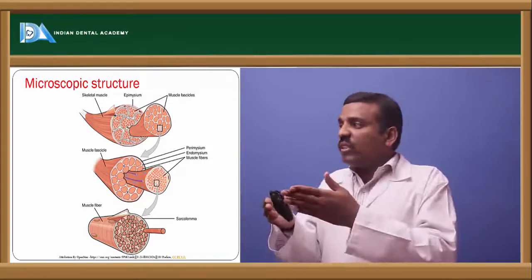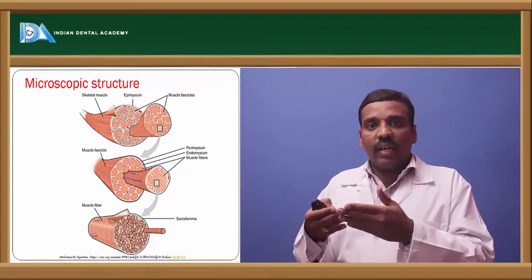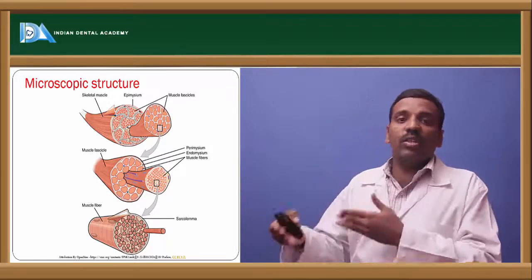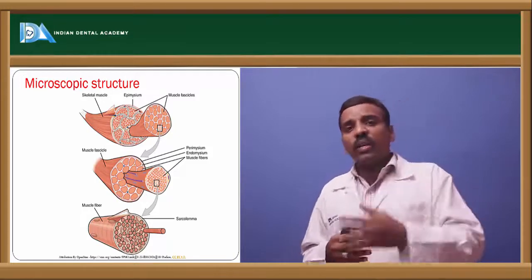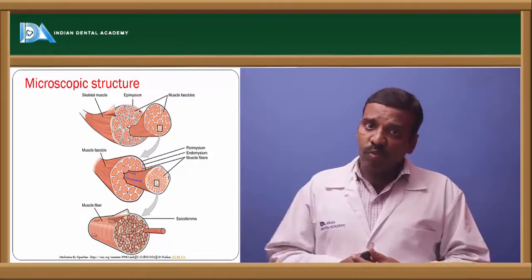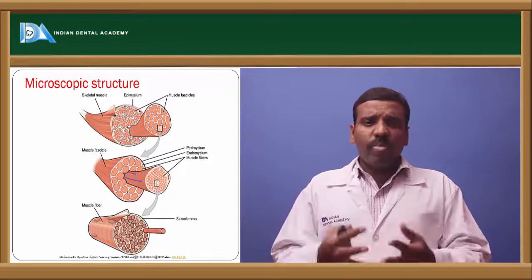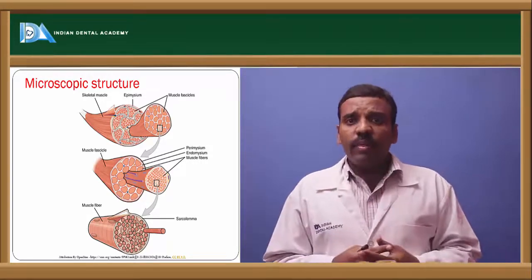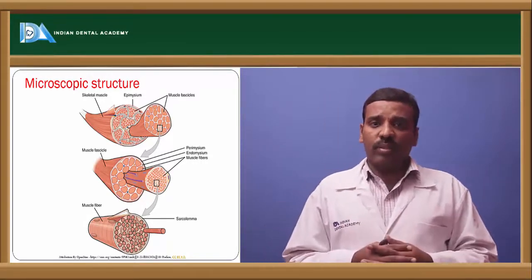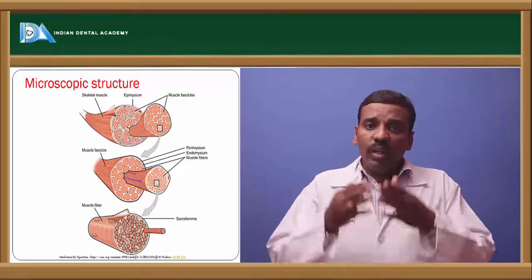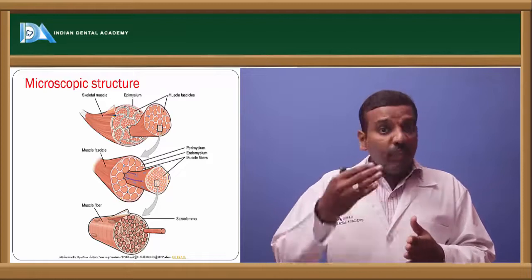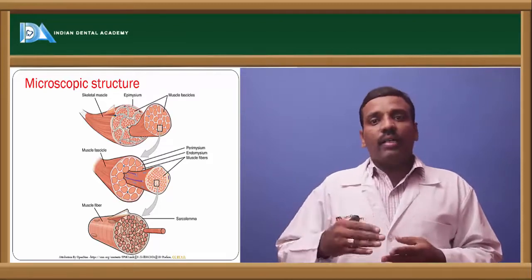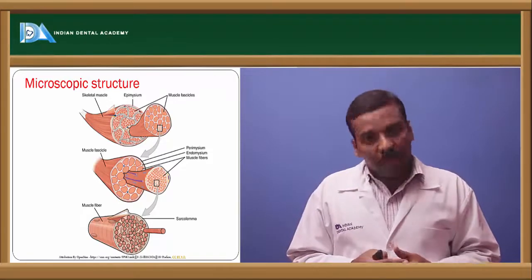Right, first is muscle fiber, next is muscle fascicle, and next is myofibril. That is the position and the situation. This muscle is covered by three types of layers: endomysium, epimysium and perimysium. In order, from inner to outer, first is the endomysium, in between is the perimysium, and the outermost is the epimysium.